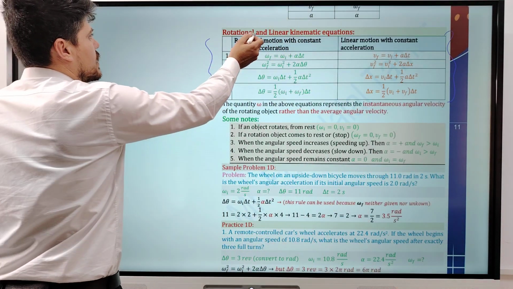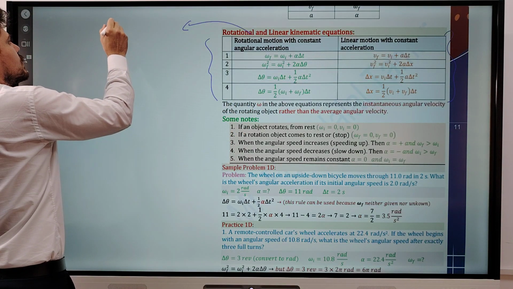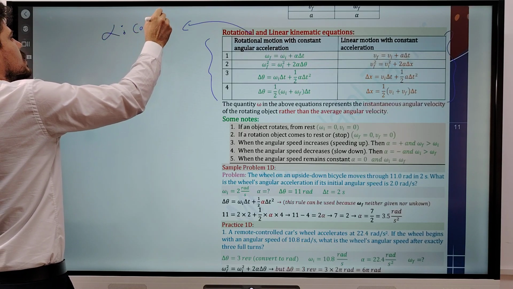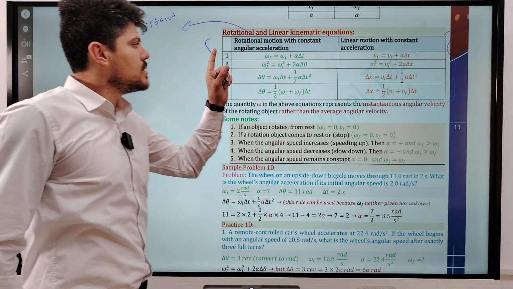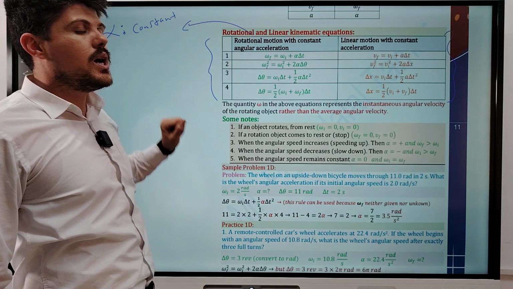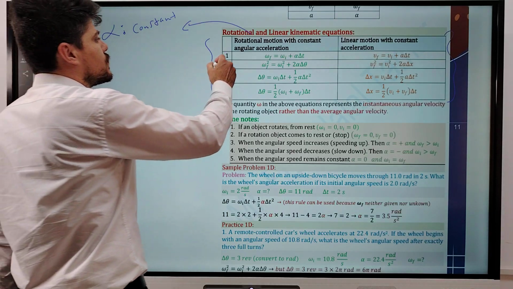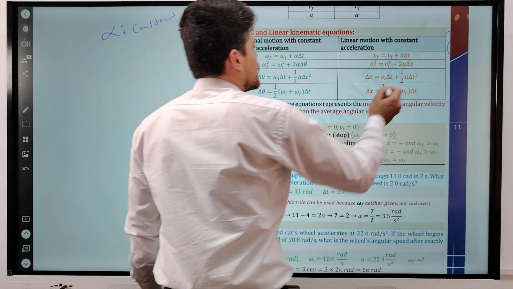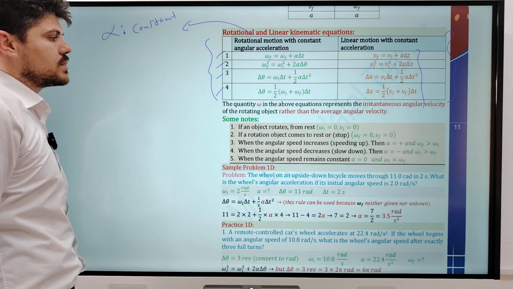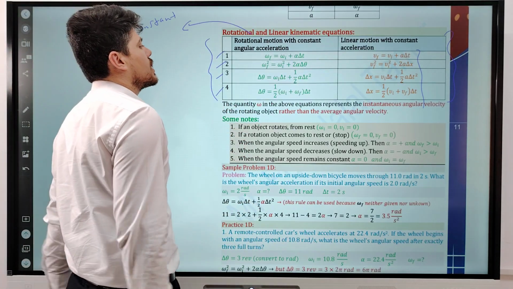For rotational motion, these 4 equations can be used at constant angular acceleration. When is angular acceleration what? Constant. So you have to use the 4 kinematic equations for rotational motion when angular acceleration is constant in the question. It means that for uniform angular acceleration, these 4 equations can be used. So these are the 4 equations that you studied in grade 11 when acceleration is constant. Okay? So the quantity of omega in the above equation represents the instantaneous angular speed, not average.